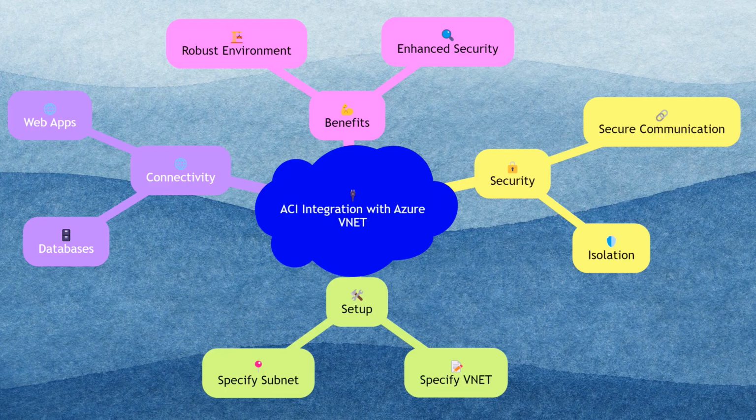One of the powerful features of ACI is its ability to integrate with Azure Virtual Network, VNet. This allows your containers to securely communicate with other Azure resources like databases and web apps. To enable VNet integration, you need to specify the VNet and subnet details during the container creation process. This setup ensures that your containers are isolated and secure, providing a robust environment for your applications.